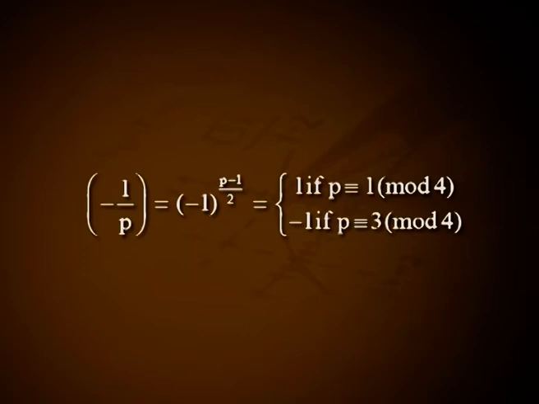Corollary 3. First supplement to the quadratic reciprocity law. If p is an odd prime, then (-1/p) = (-1)^((p-1)/2), which is equal to 1 if p ≡ 1 mod 4, and equal to -1 if p ≡ 3 mod 4. Proof. Take a = -1 in remark 2 after the definition.